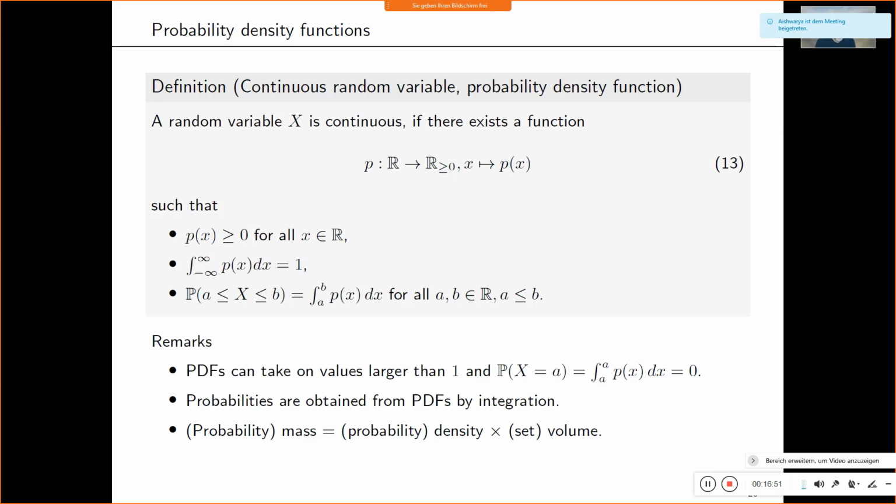Of course, this is all based on the problem that the real numbers are uncountable, and that you still want to use them to model stochastic experiments or stochastic phenomena. And you can do that by assigning probabilities to integrals of probability density functions. That's the crucial thing here.